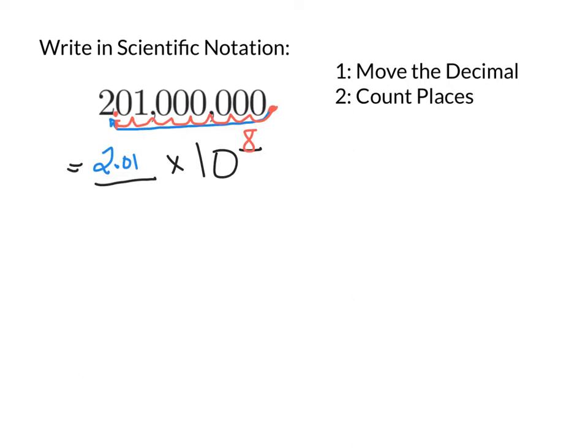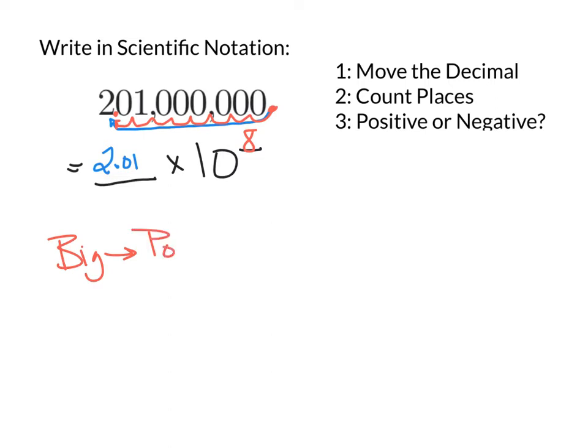The last thing we need to check on is whether that power should be positive or negative. And how you figure that out is you think about the first number. Our first number was 201 million. That is a big number. Big numbers are going to mean positive powers.